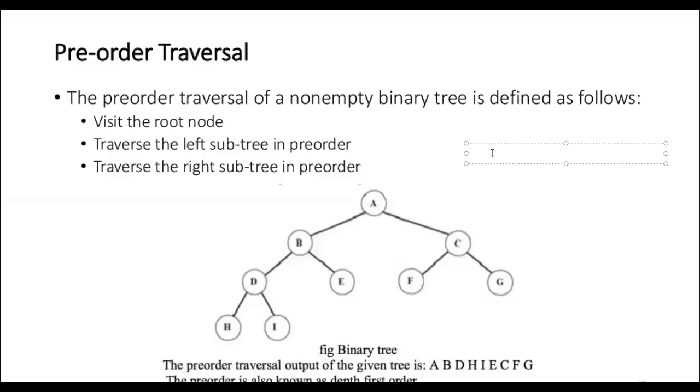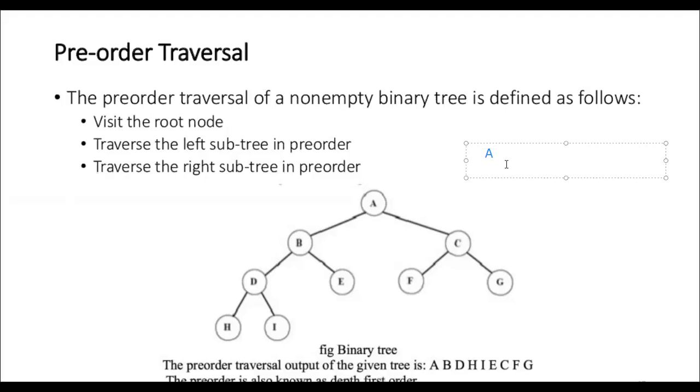So first, what we will do in the pre-order traversal is start with the root node. Here our root node is A. Okay. Now we will visit A following these three rules: first, visit the root, traverse the left subtree, traverse the right subtree.